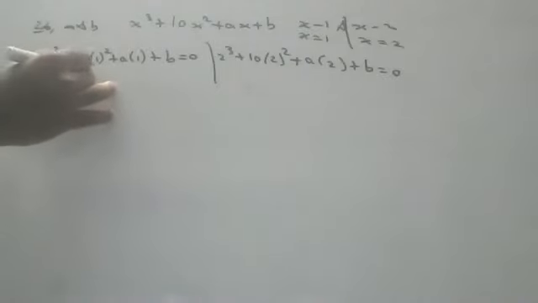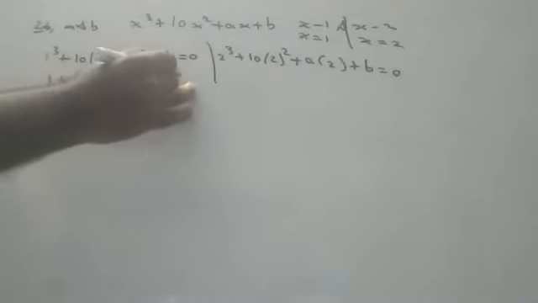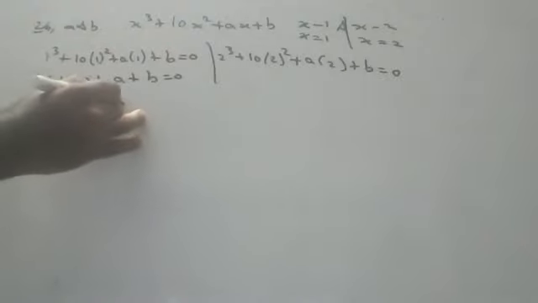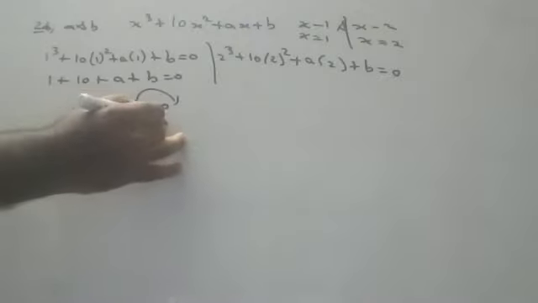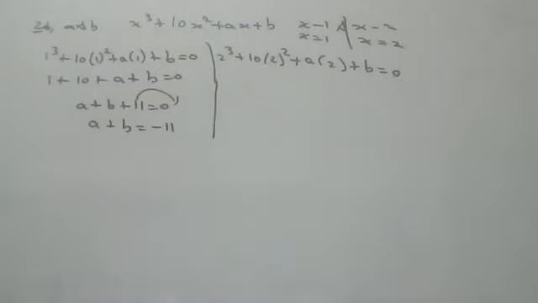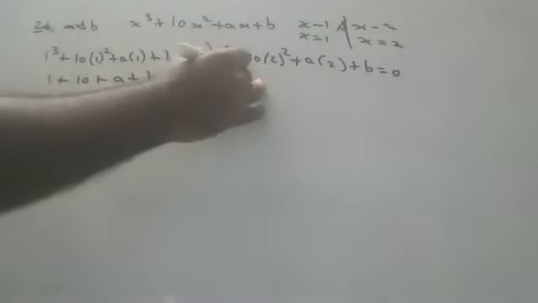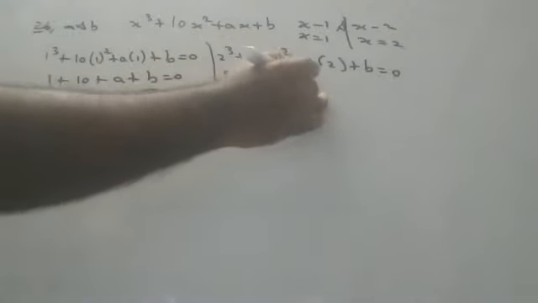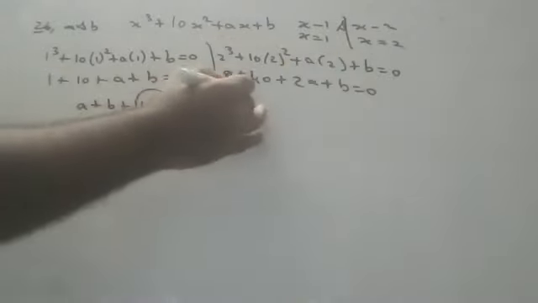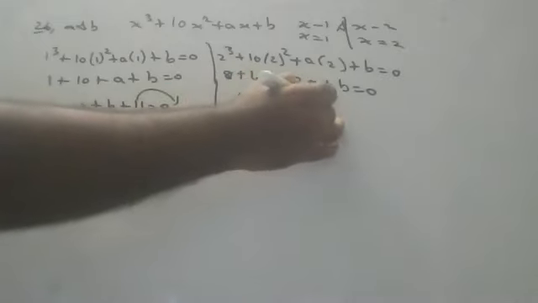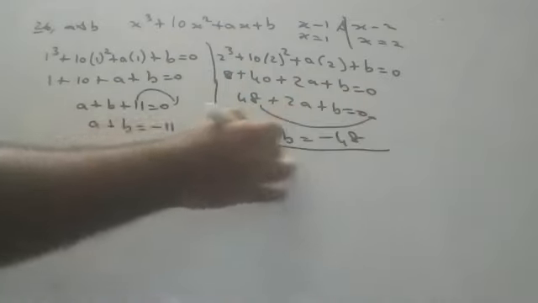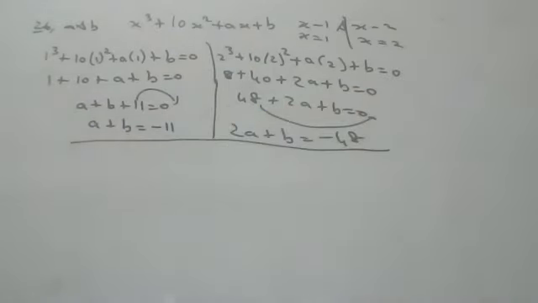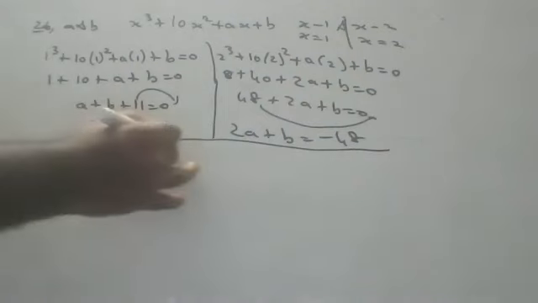1 plus 10 plus a plus b is equal to 0. a plus b plus 11 is equal to 0. If 11 goes to the other side, a plus b is equal to minus 11. Now here, 8 plus 2 into 4, 40, plus 2a plus b is equal to 0. 48 plus 2a plus b is equal to 0. Taking 48 to the other side, 2a plus b is equal to minus 48. Now solve both the equations. Same question, solve both the equations.